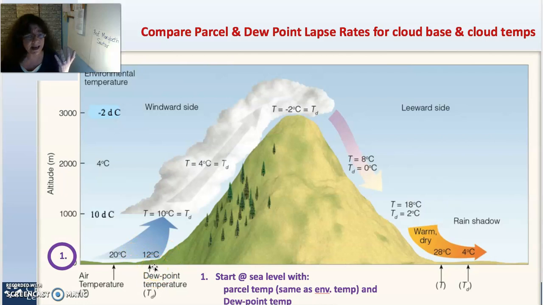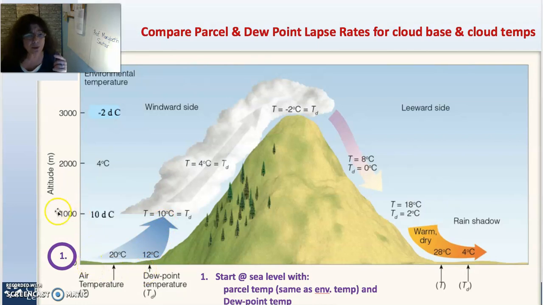This dew point is at 12 degrees Celsius. So it's a bit of a humid parcel that we're sending up, but it's coming off the ocean anyway, so that makes sense that it would have a lot of water vapor in this parcel. The dry adiabatic lapse rate for the dry parcel will be a 10 degrees Celsius per 1,000 meter drop. The dew point adiabatic lapse rate will be a 2 degrees Celsius per 1,000 meters drop.